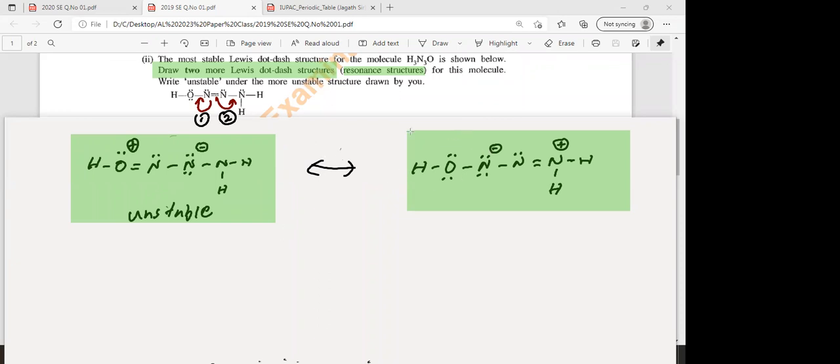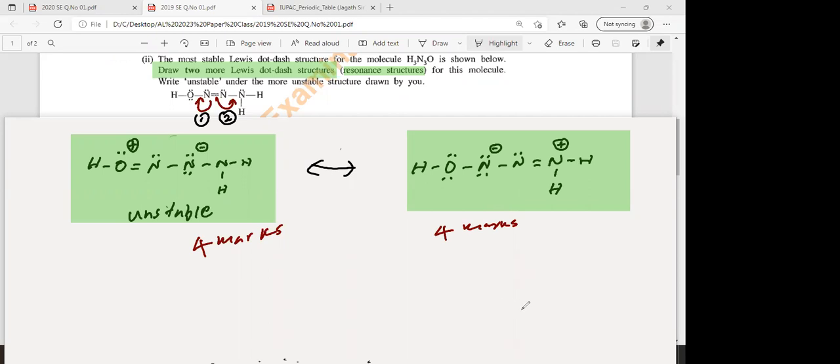Marking: they have given 4 marks for this and 4 marks for this, so 4 marks for each. For the previous and the most acceptable V structure, they have given 6 marks.